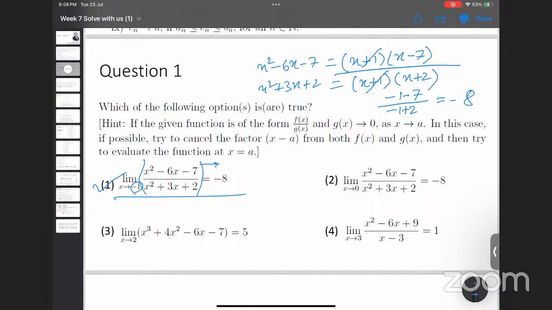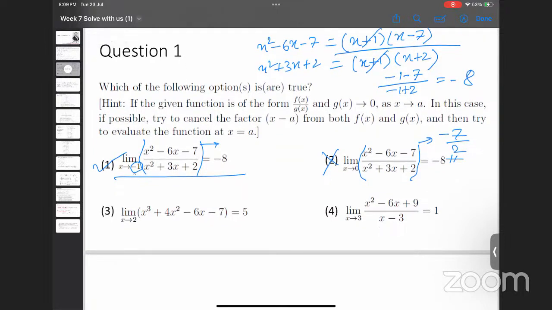Okay, so let's look at option 2. It's clear that at the point x equals 0, we don't have any problem with the function, right? The numerator will be -7. If we just put x equals 0 here, the value will be -7 by 2, right? Which is clearly not equal to 8. So option 2 is not correct.